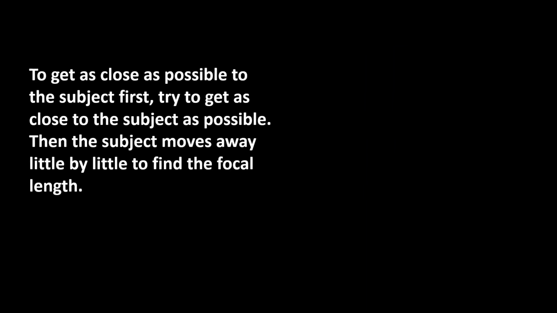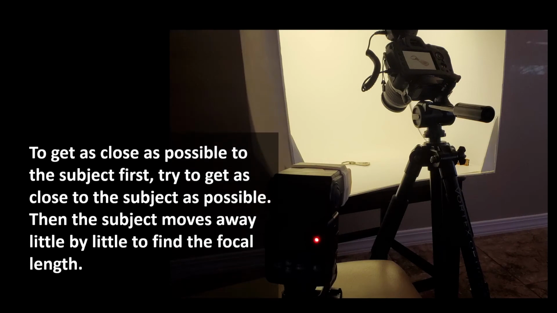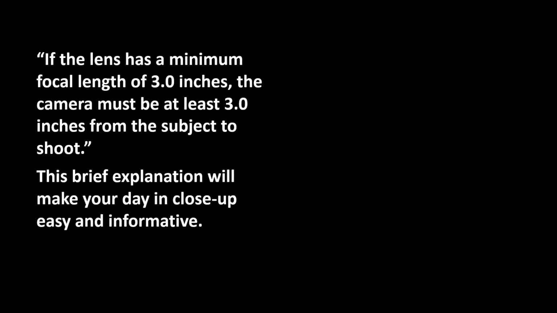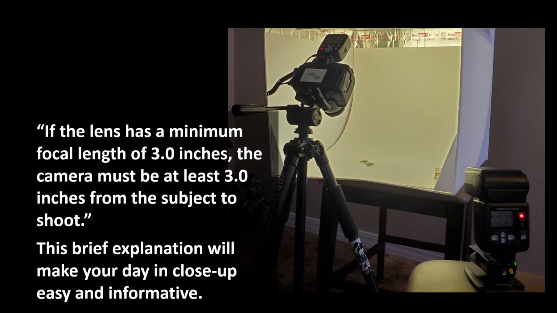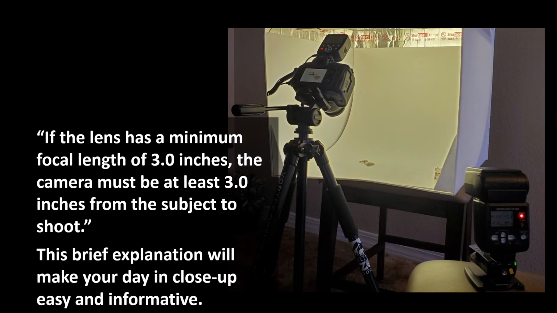To get as close as possible to the subject, first try to get as close to the subject as possible. Then move away from the subject little by little to find the focal length. If the lens has a minimum focal length of 3 inches, the camera must be at least 3 inches from the subject to shoot. This brief explanation will make your day in close-up easy and informative.